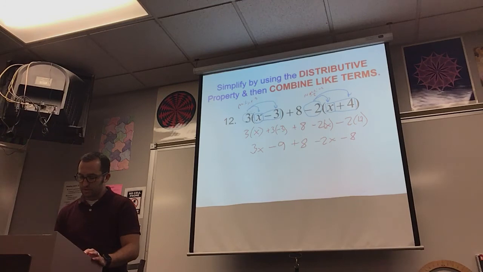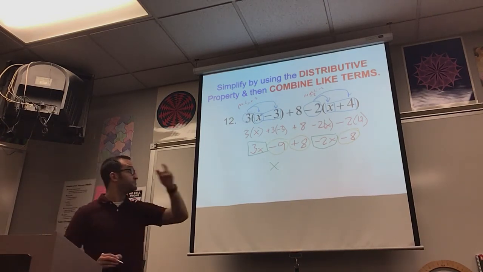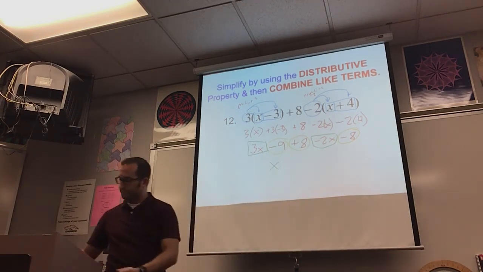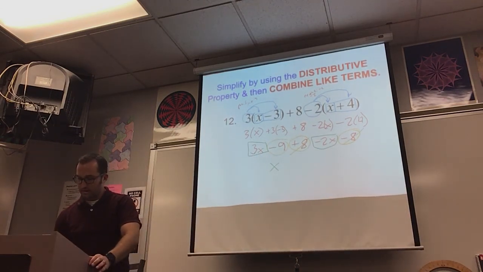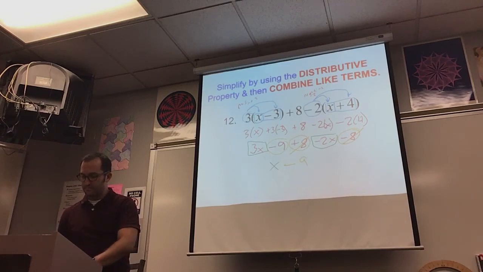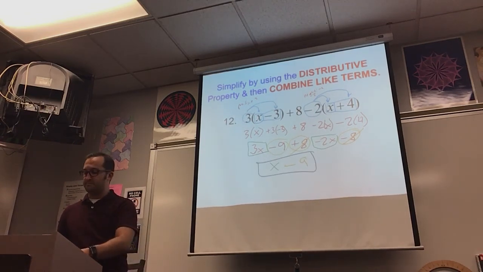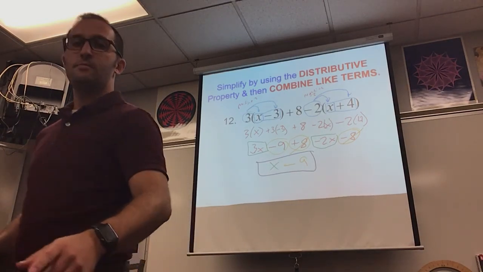Running short on time, so I'm just going to finish the problem for you guys. And we get x. What cancels out? Positive 8, negative 8. Minus 9. Don't leave yet. Finish writing the problem. Answer is x minus 9.